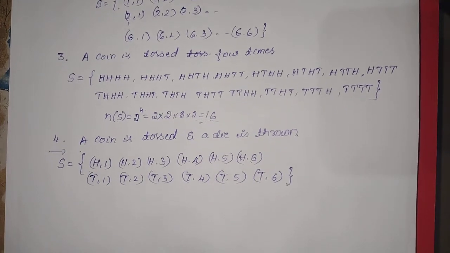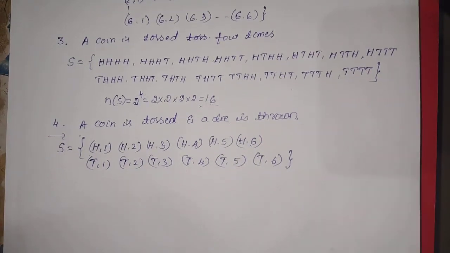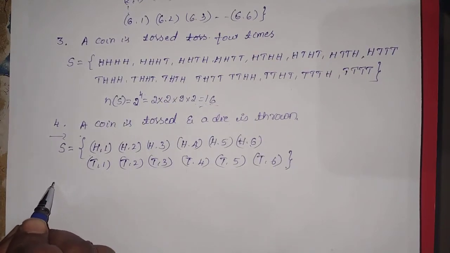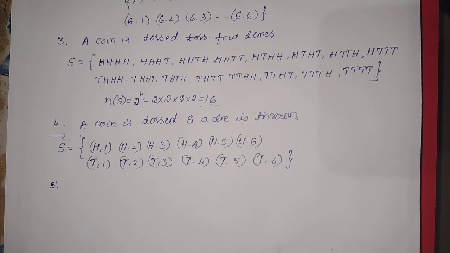So write down the notes like this. Okay, next we go for question number 5. What is question number 5? A coin is tossed and then a die is rolled only in case a head is shown on the coin. A coin is tossed and then a die is rolled.